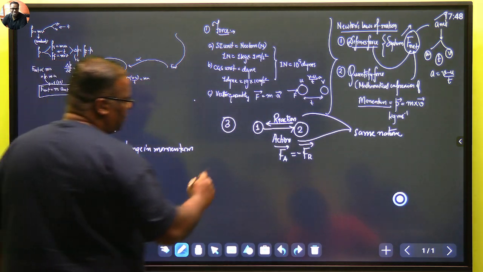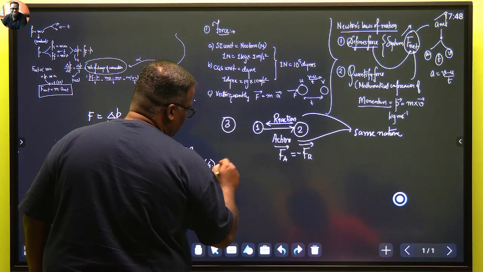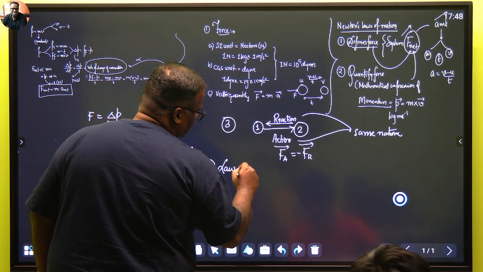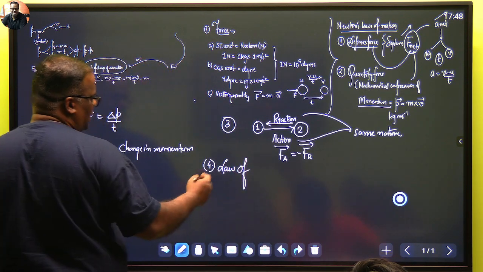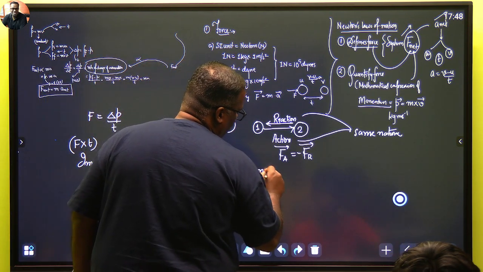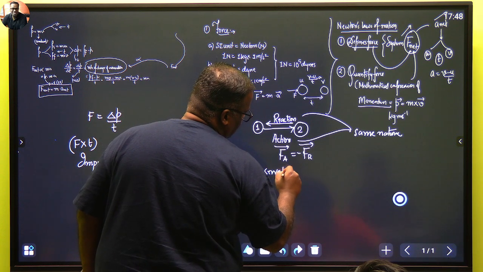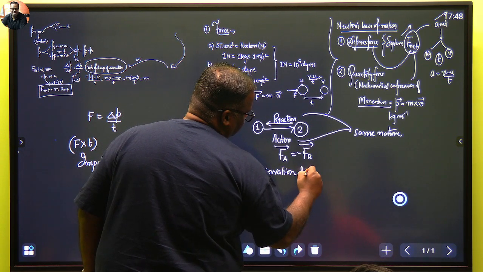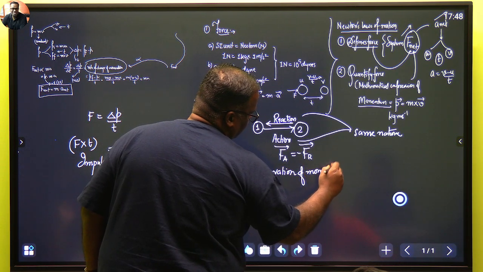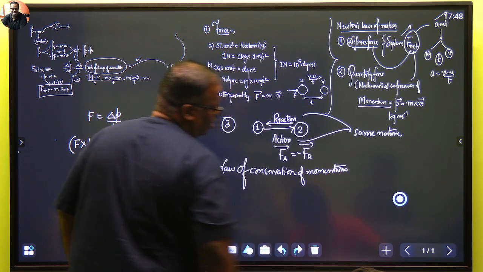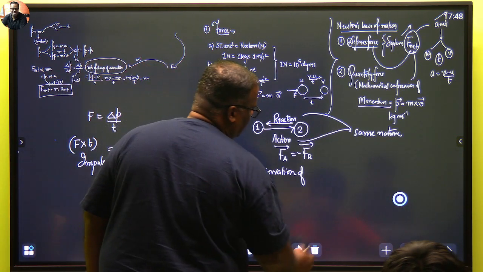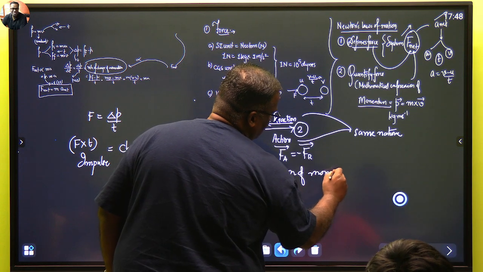Then comes, so that is the last part, which is known as the law of, I think this is no more there in your chapter. Okay, law of conservation of momentum. Okay, so if it's there, it's fine, but I don't think you have problems on collision and all.